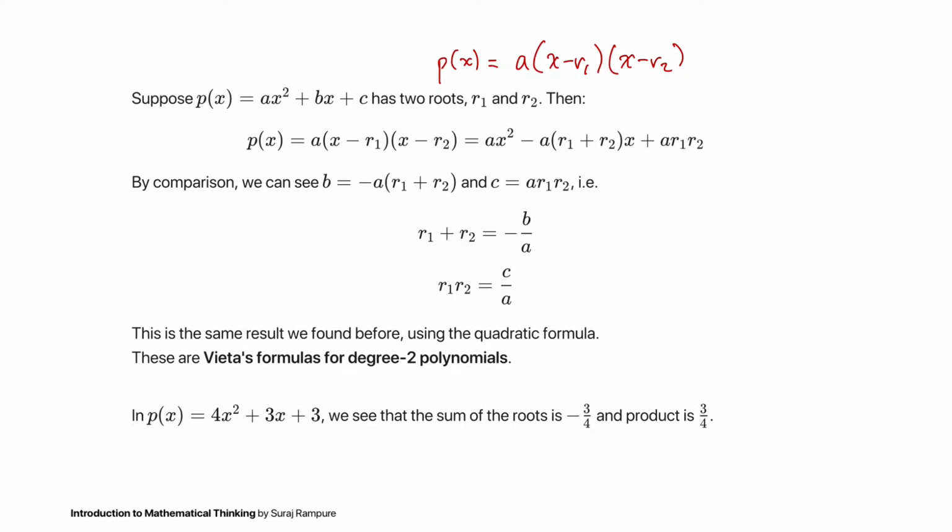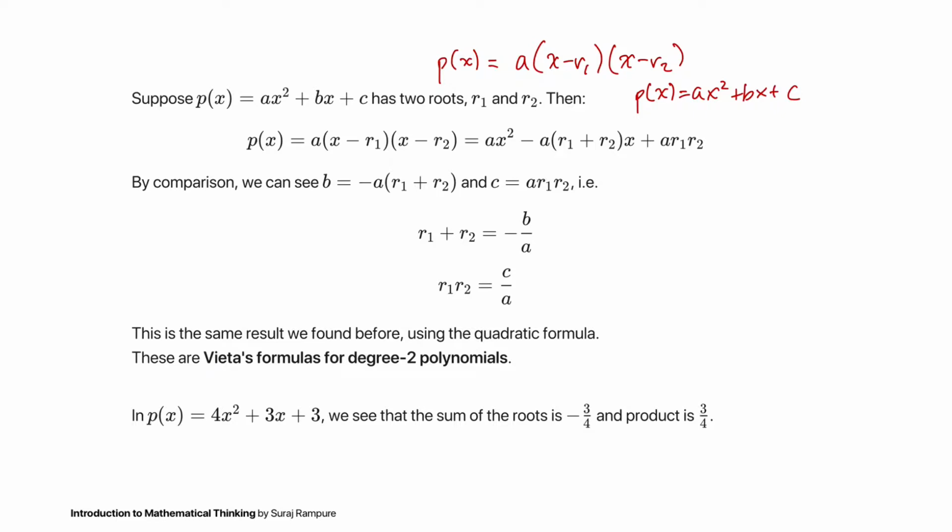Okay, so I know I can write it as a times (x minus r1) times (x minus r2), but I also know I can write it as ax squared plus bx plus c. Okay, so what I do is I expand out this product of (x minus r1) times (x minus r2) and see what we get, right?